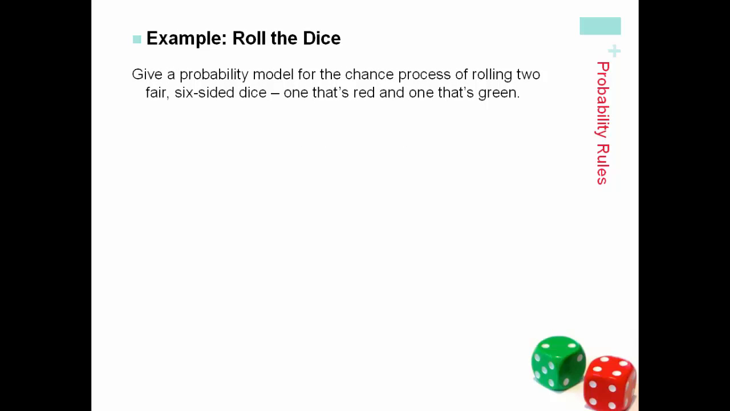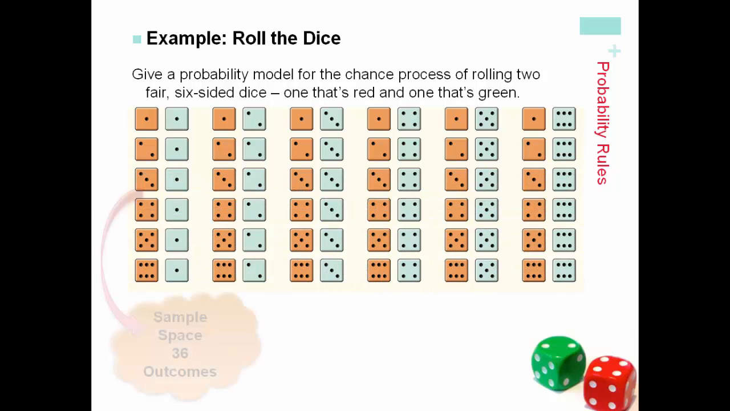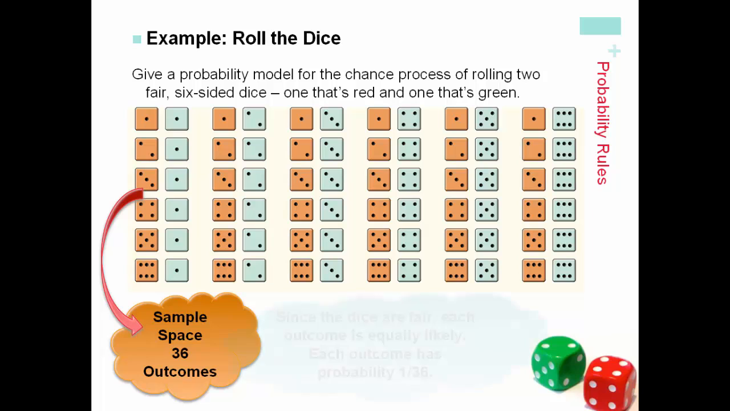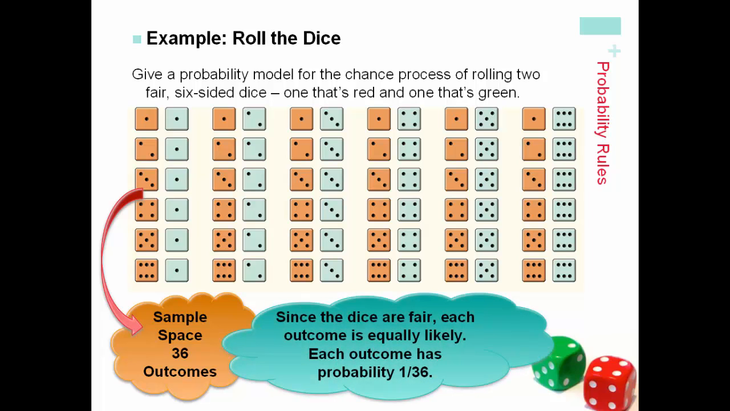Give a probability model for the chance process of rolling two fair six-sided dice, one that's red and one that's green. Our sample space has 36 outcomes. Since the dice are fair, each outcome is equally likely, so each outcome has a probability of 1 out of 36.